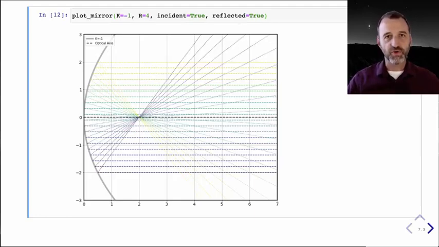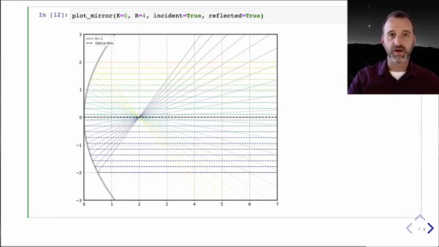Now, you've probably seen this before. You've probably seen that parallel lines, when they hit a parabola, all go together and end up at a common focus here. What if we use a different shape here? So instead of using a parabola, what if we used a circle? With a curvature constant of 0, we can get ourselves a circle.